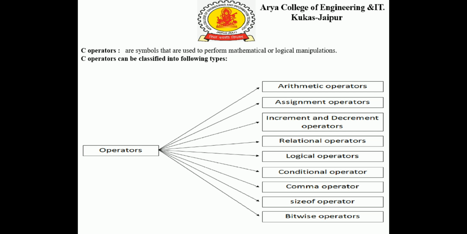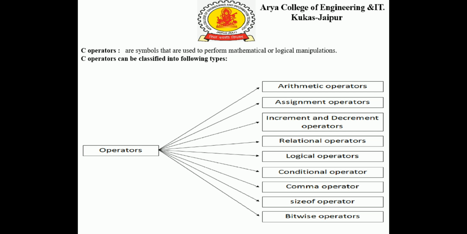Relational operators are greater than, less than, greater than or equal to, less than or equal to. The double equal to sign means they are comparing the values of two variables. They are defined as relational operators, meaning they are exhibiting a relationship between two variables. Next is logical operators. The logical operators are and, or, and not.